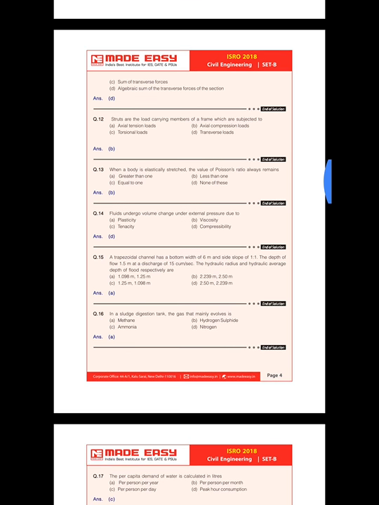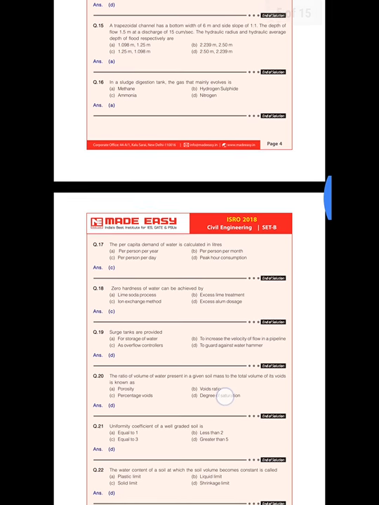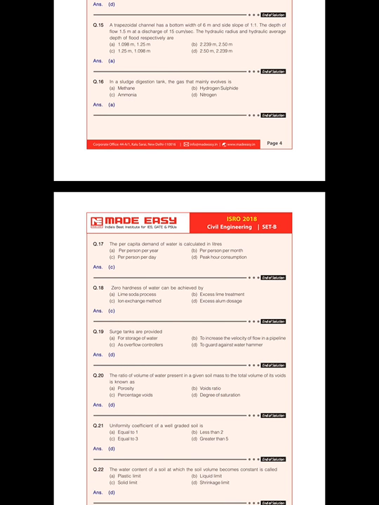Okay, the fluids undergo volumetric change under the pressure applied. Whenever an external pressure is applied on a fluid, there is a change in the volume, which is called compressibility. A trapezoidal section, it is a numerical problem, you can do it. In the sludge digestion tank, the gas mainly evolved is always methane, CH4. The per capita demand of water is calculated per person per day, LPCD.